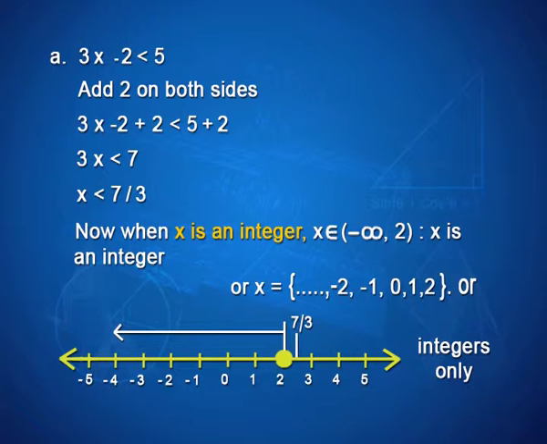Note that we have marked the point 2 with a complete, colored circle, and the arrowhead pointing on the left hand side of 2, because we are again solving the inequality for x as an integer less than 7 by 3. Note that on this number line we have considered integers only.